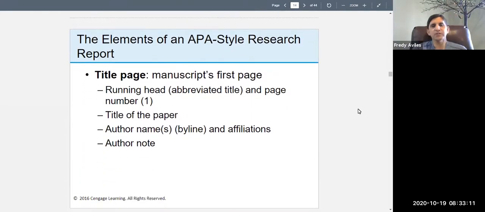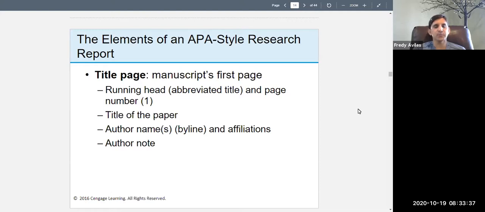So what does the title page look like? I want you to follow the example I'm going to show you, otherwise you're going to lose some points. The title page is the first page. You need a running head. The running head is an abbreviated title. I'll show you an example in a moment. All the words in your running head should appear in your title, but it shouldn't be all the words.